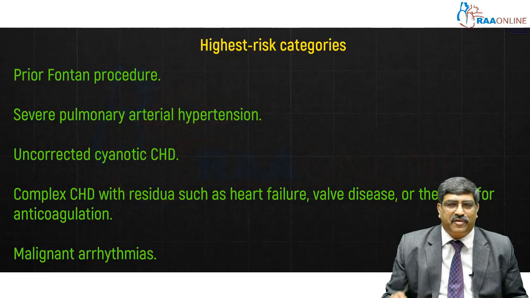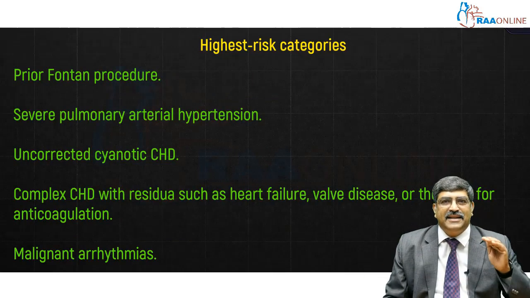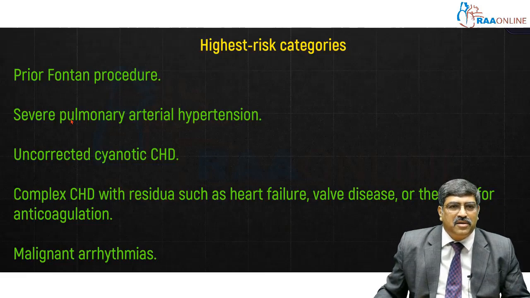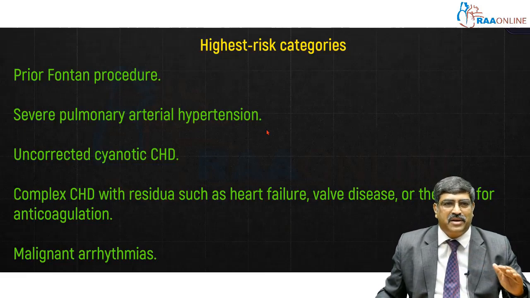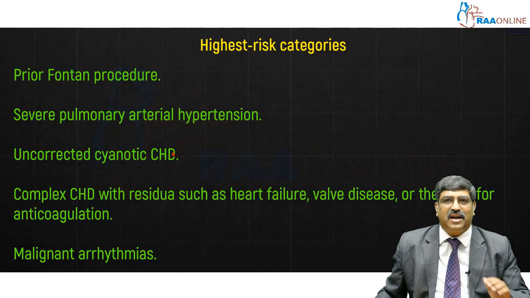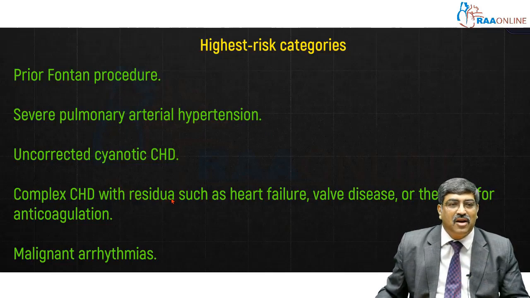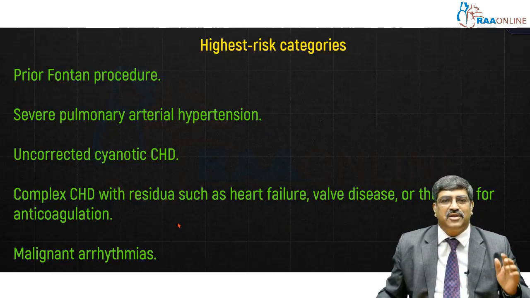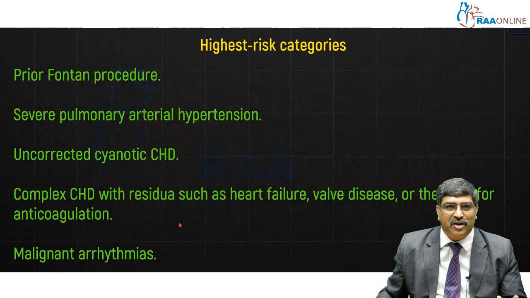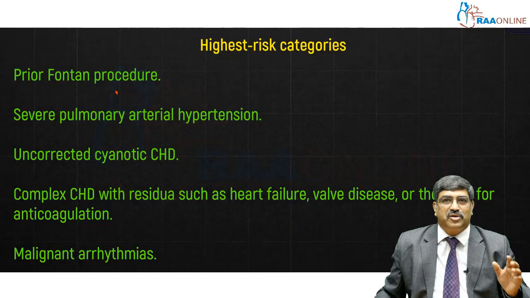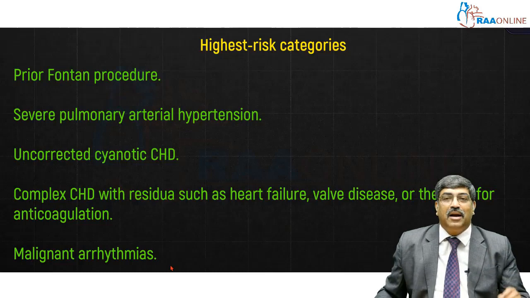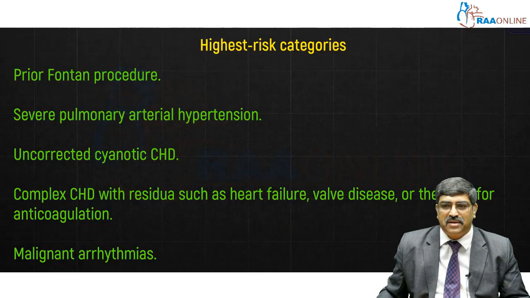There are 3 types of risk categories. The highest risk categories are severe pulmonary artery hypertension, uncorrected cyanotic congenital heart disease, complex congenital heart disease with residual lesions like heart failure, valve disease or the need for anticoagulation, prior Fontan procedure for single ventricle physiology, and malignant arrhythmias.